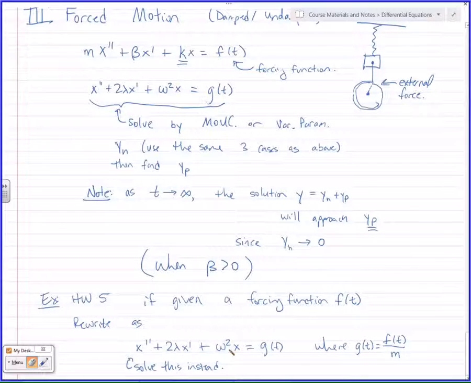I mean, that's not a hard and fast rule that says if you don't do that, you're going to get it wrong. You can solve the original equation up here, but then you don't have the advantage of reusing everything we did in Roman numeral 1 and Roman numeral 2. And just again, one more time, lambda is beta over 2m, and omega is the square root of k over m.